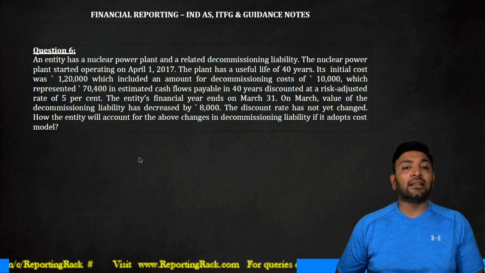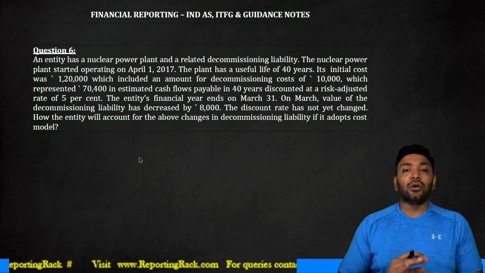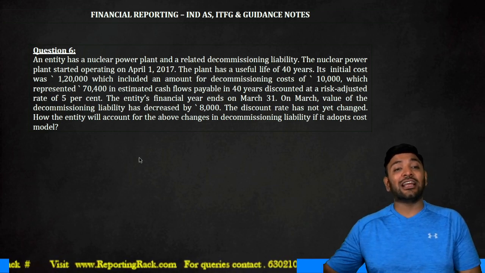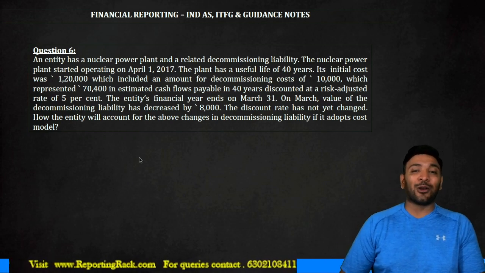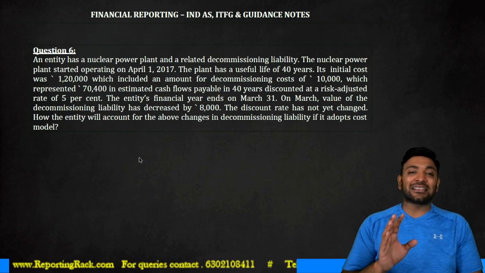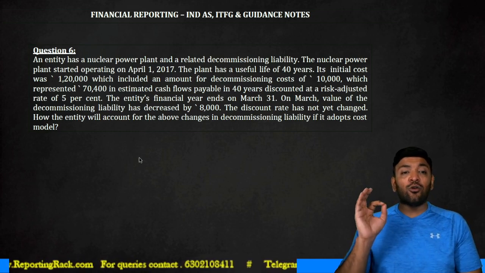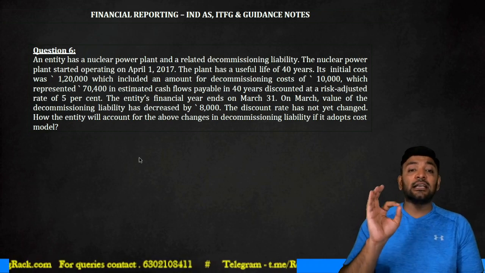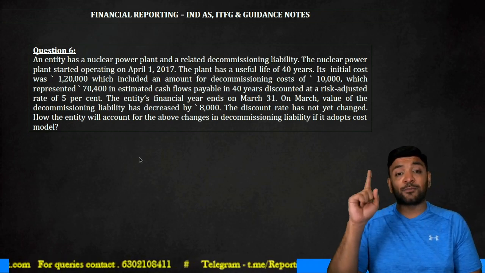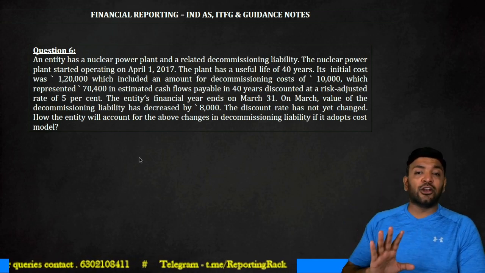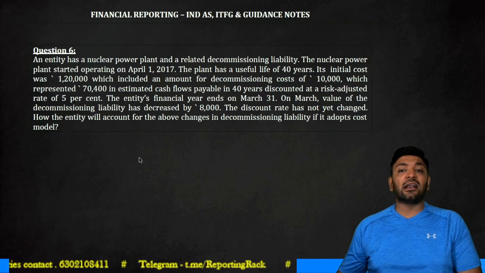So how do we get this? Now, someone might come up and say, sir, I thought the 8,000 reduction is from 70,400 rupees and not from 10,000. I agree, guys, but very clearly he has said the value of the decommissioning liability has decreased. Decommissioning cost is basically 70,400 expected to be incurred, but the decommissioning liability recognized is only reduced by 8,000. So let us start looking at this.